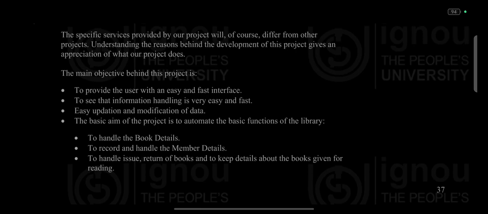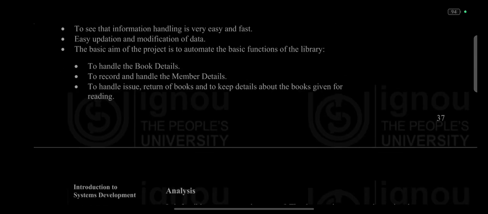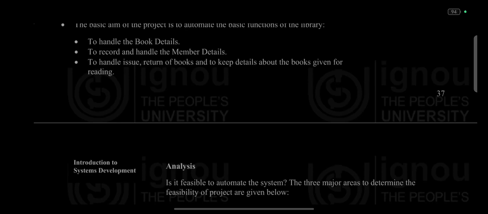The basic aim of the project is to automate the basic functions of the library: to handle the book details, to record and handle the member details, to handle issue and return of books, and to keep details about the books given for reading.